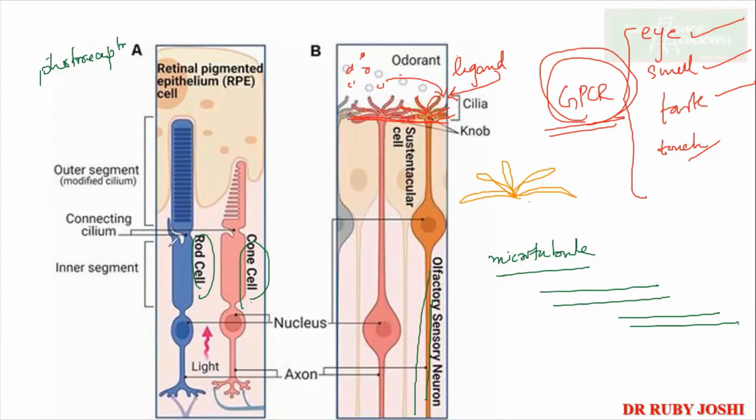Here, first of all, these are your membrane, your cell nucleus and the axons, then dendrites. Now over here, in the case of the retina, it is the light that falls on this, and then it gets activated. So here you have the connecting cilium and the modified cilium.